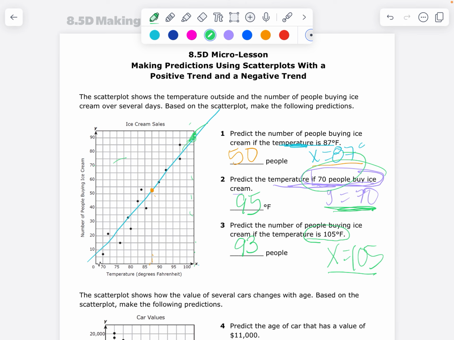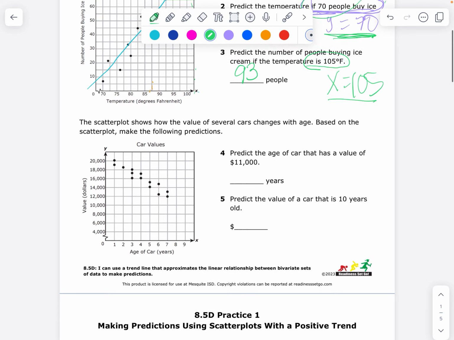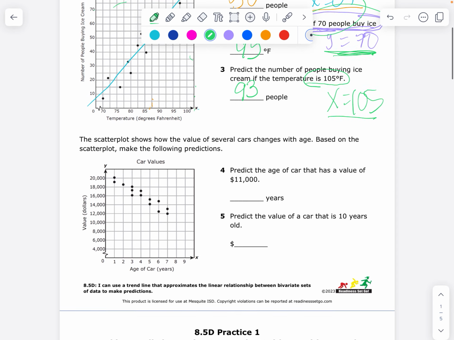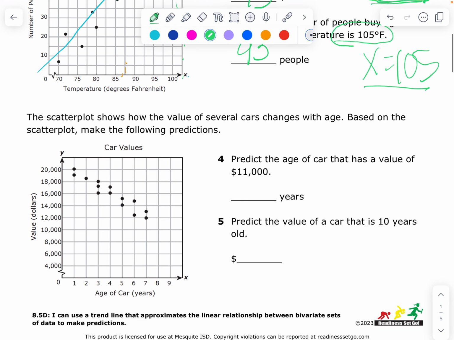So two key points. Make sure that you're reading what's given to you, and you have to find the other part. And then make sure you know who your X and your Y is. And make sure you're drawing that trend line as close as you can. Again, it's not going to be perfect. But on STAR, I'm going to show you tomorrow how you could do it on your computer.